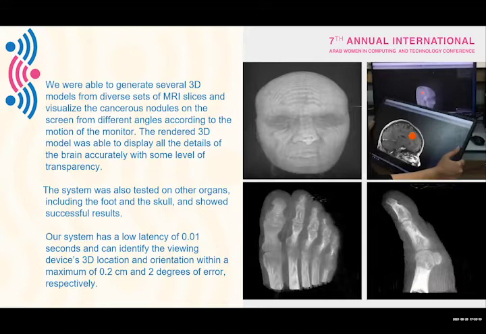So we were able to generate several 3D models from diverse sets of MRI slices. The 3D model from the 3D slicer was input to our visualization system built in Unity. And we were able to render the volume on the system and visualize a full 3D head model using the ray casting technique. And the rendered 3D model was able to display all the details of the brain accurately with some level of transparency, as you can see in the figures here.